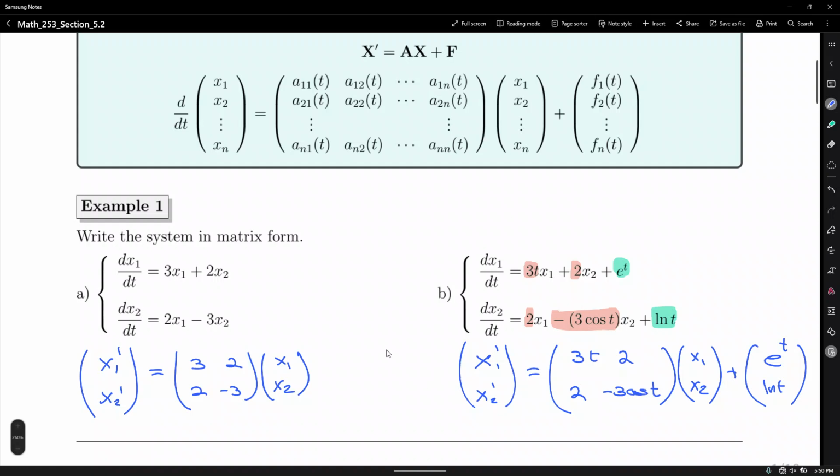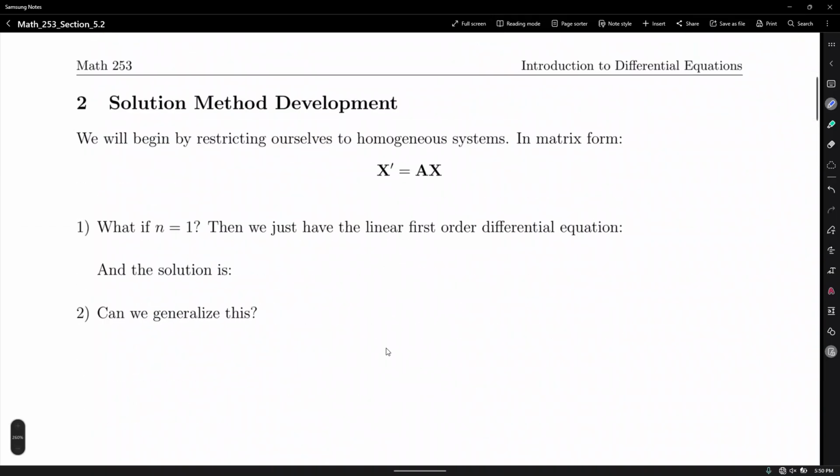So on the next page, let's develop the solution. Okay, the method of solution. Okay, guys. For the sake of simplicity, let's for now limit to homogeneous systems. That is a matrix of the form x prime equals Ax. Notice in this case we don't have the plus big F term. That's what makes it non-homogeneous, and we want to avoid that for simplicity.